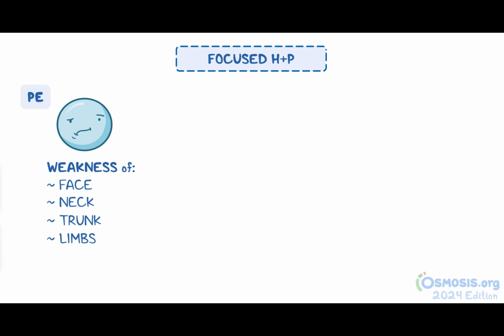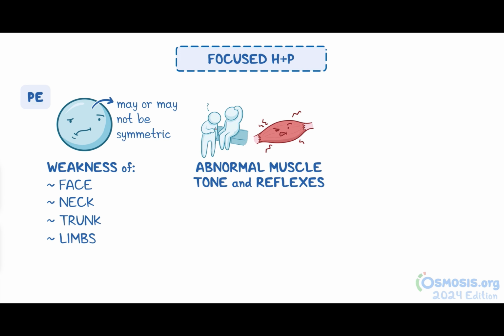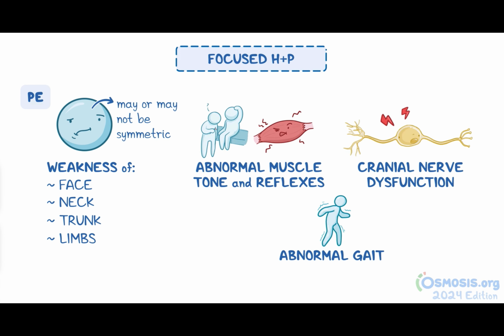On physical exam, you will notice weakness of the facial muscles, neck, trunk, or limbs, which may or may not be symmetric. Finally, the physical exam will reveal abnormal muscle tone and reflexes, and in some cases, cranial nerve dysfunction and an abnormal gait.